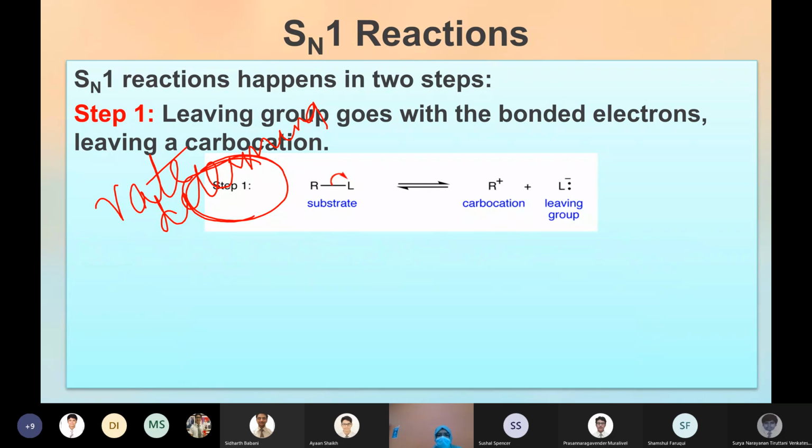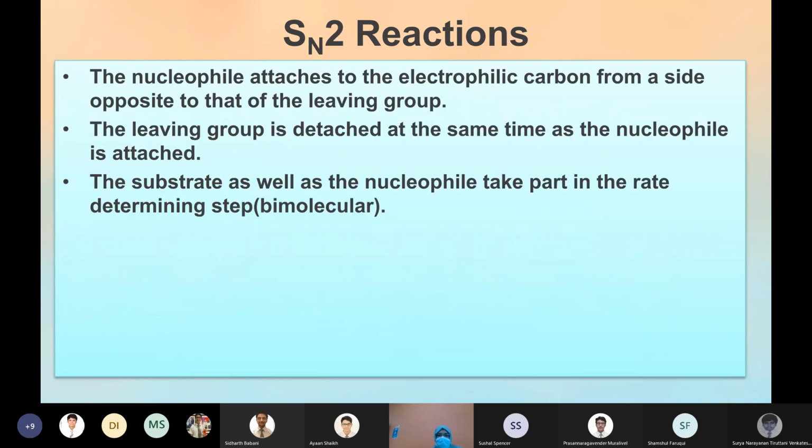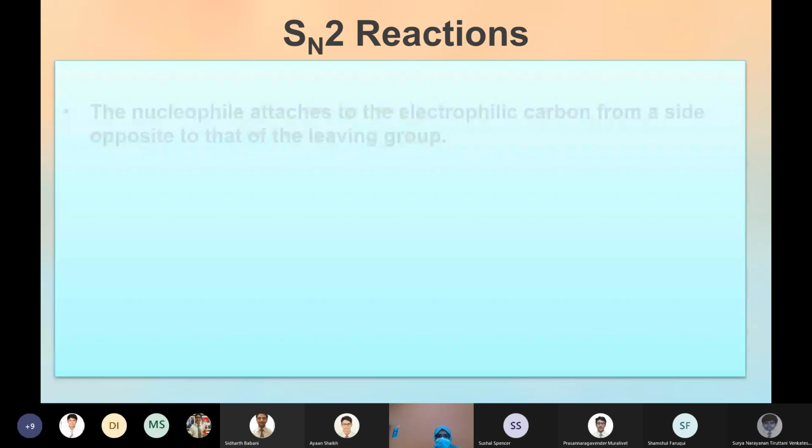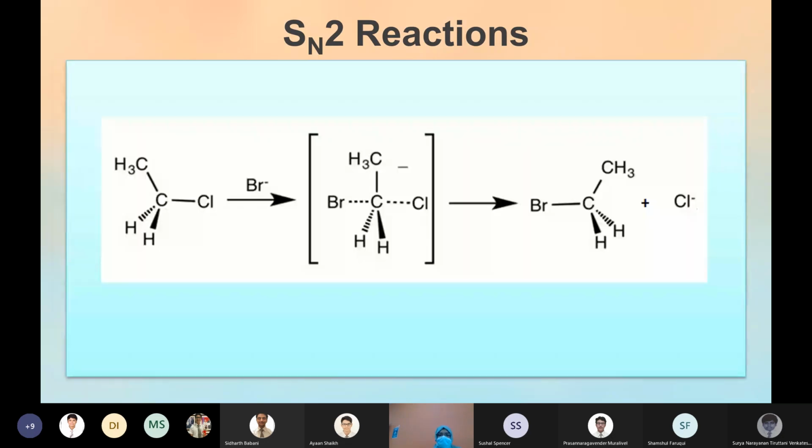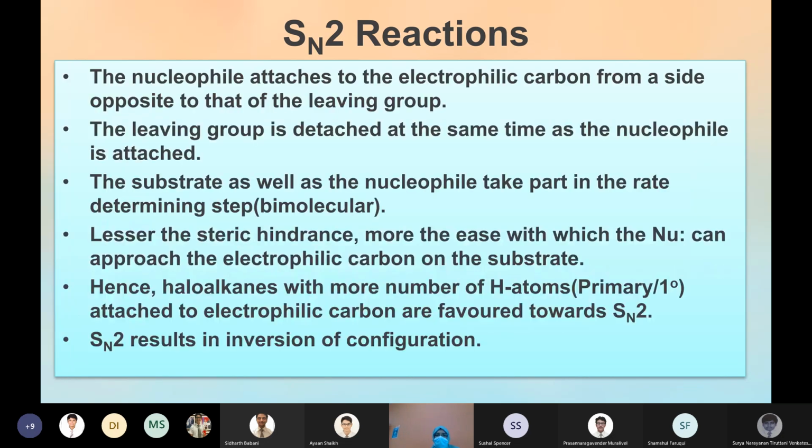If you compare it with the previous one, in SN2, you can see both the bromide and your compound are together, so it's 1 and 2. These two react together, with the nucleophile attacking from the rear side of the leaving group. So two molecules are present in that step. That is why it's a bimolecular reaction. And in SN1, it is unimolecular.